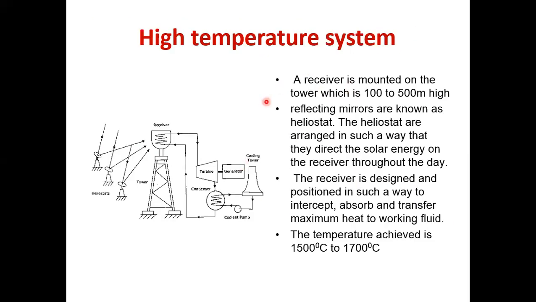So in the high temperature system, solar energy radiation will be coming here, and the reflectors are available. From the reflectors the energy will be received by the solar tower. That heat energy can be used to run the turbine, and from the turbine we can get the electricity. This will be for large power plants. In the high temperature system we get around 1500 to 1700 degrees Celsius.